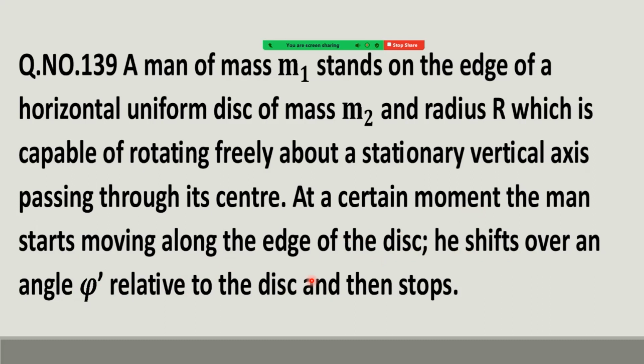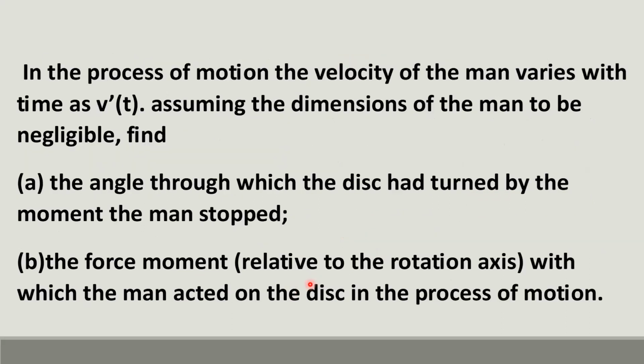Okay. So given a uniform disk, stationary, a man starts moving on the edge of the disk. In the process of motion, the velocity of the man varies with time as v dash of t. Assuming the dimensions of the man to be negligible, find the angle through which the disk had turned by the moment the man stopped, and the force moment relative to the rotation axis. The force moment, its meaning is a torque. Okay, the moment of force relative to the rotation axis with which the man acted on the disk in the process of motion. Okay, let us see how to start.